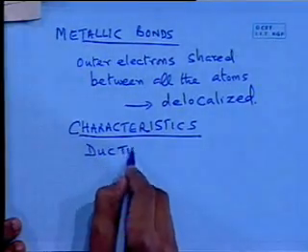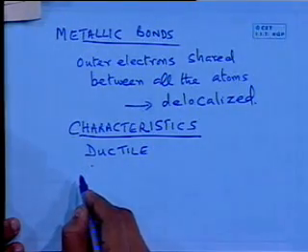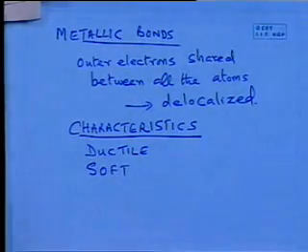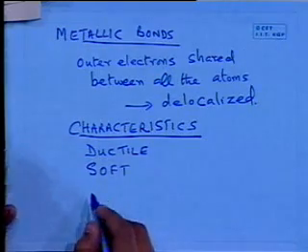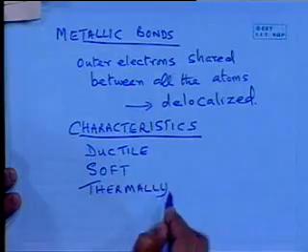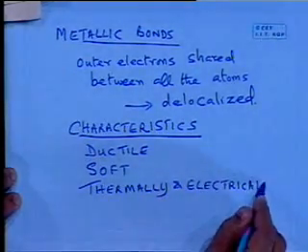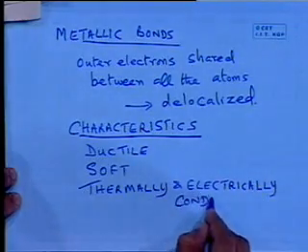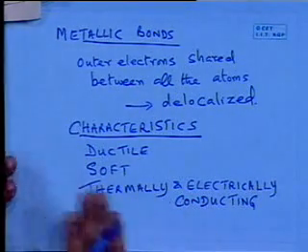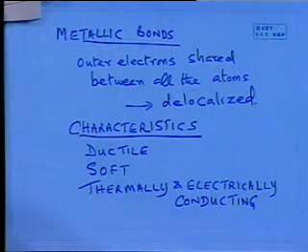are ductile. Okay. Since they're not strongly bound, there's no directionality. Soft. Ductile means you can pull them easily. Soft. They're thermally and electrically conducting. There's lots of free electrons that can conduct electricity, and they also play a role when there's a temperature gradient. The electrons can respond and diffuse, giving you a temperature gradient.